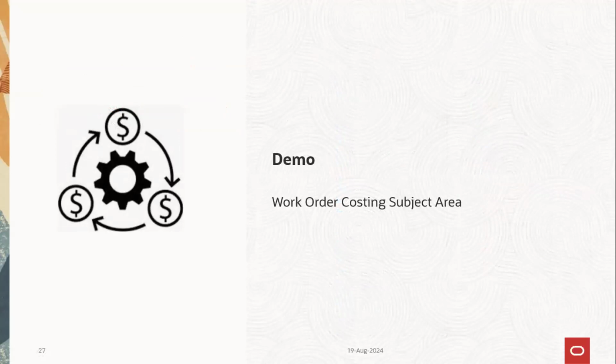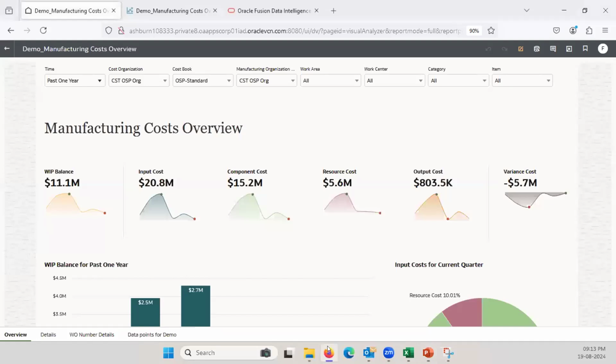So let me demonstrate how the cost accountant user can see the work order costing subject area. For today's demo, what I'm focusing on is the WIP balance, and I want to show some insights around that. And also highlight some of the OAC features which I used to build this workbook. Whatever you're seeing is called a workbook in OAC.